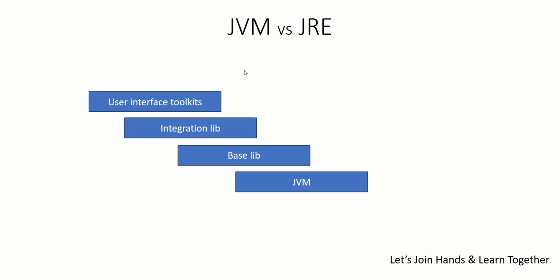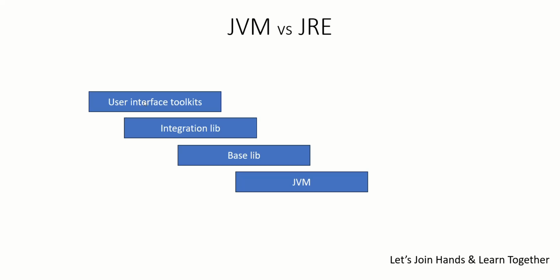If I am executing a Java program, I need some other libraries also. Those libraries are present in JRE. The base library, integration library, and user interface toolkits are all present in JRE, which helps the JVM to optimize and execute a Java program. For this we have a JRE. So basically JRE contains JVM. The base library is nothing but what you would have seen as java.lang and java.util. These are the base libraries.